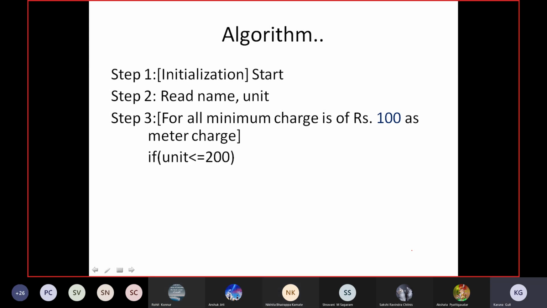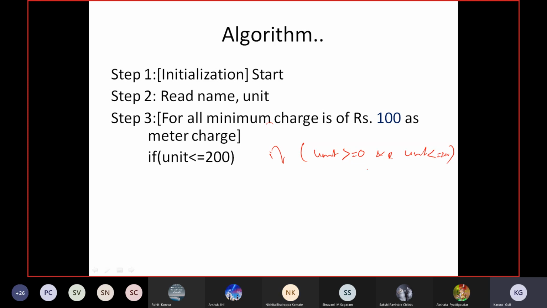Right. Now I'll write: if unit is less than or equal to 200. Is it okay? If you want to write the range for that, you people can write instead of this. Okay, so I'll write it here: if unit greater than or equal to 0 and unit less than or equal to 200. So this is also fine. Is it okay? Yes, ma'am.